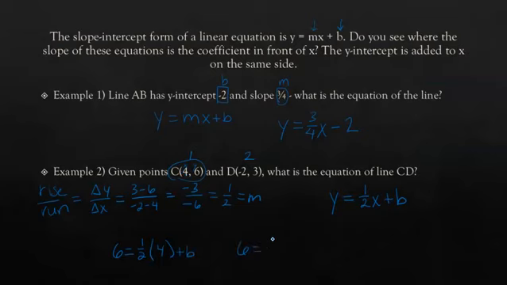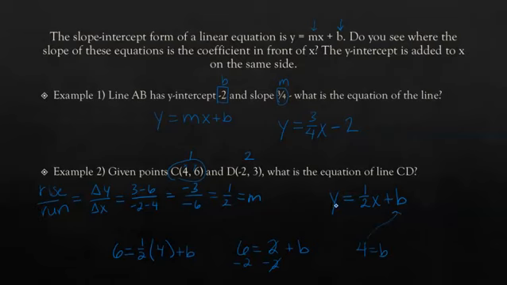1/2 times 4 will be 2. So 6 equals 2 plus b. You can probably already see, even without subtracting. But I'll go ahead and subtract the 2, move it over to this side. 4 is equal to b. So now I just have to plug 4 in right here.